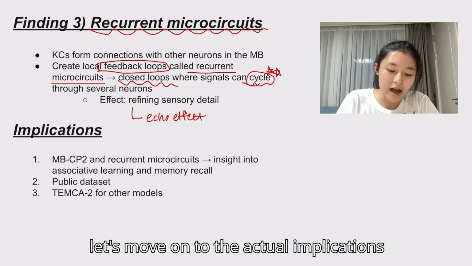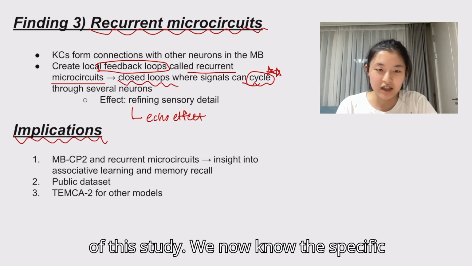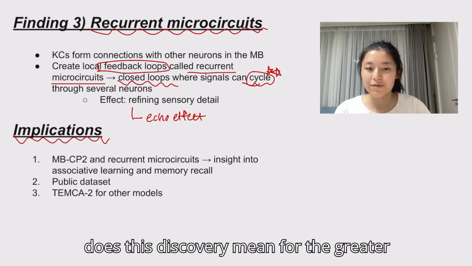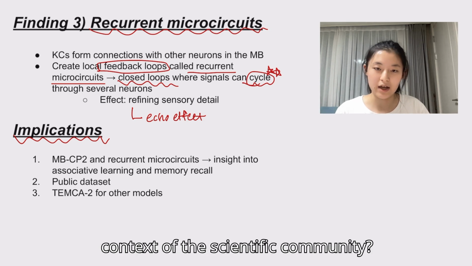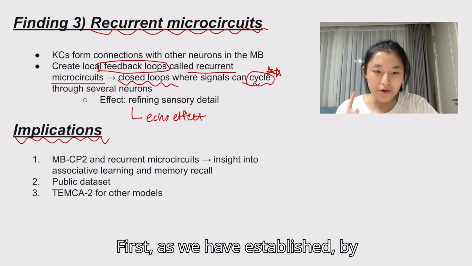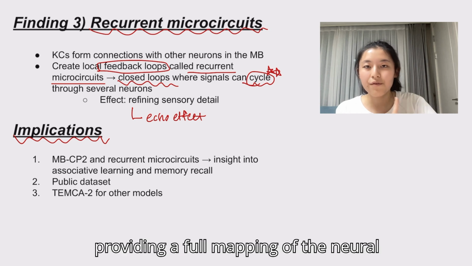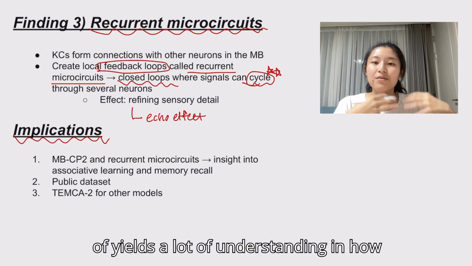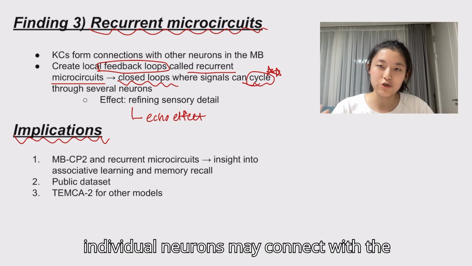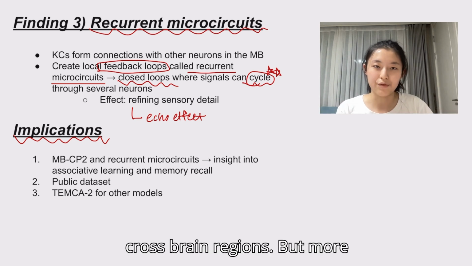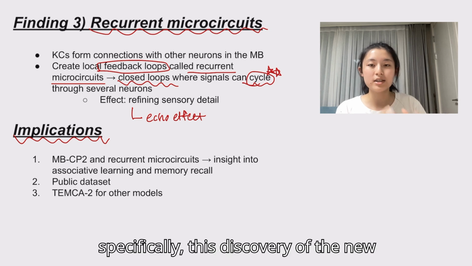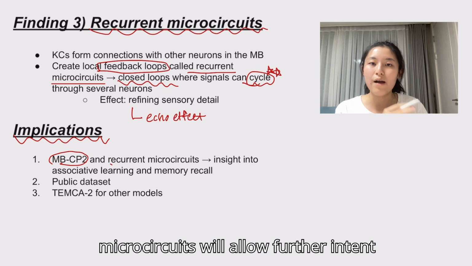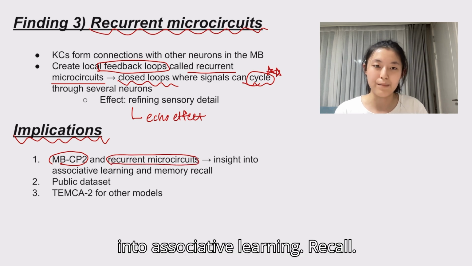Okay, now let's move on to the actual implications of this study. We now know the specific findings of this discovery, so what does this discovery mean for the greater context of the scientific community? First, as we have established, by providing a full mapping of the neural circuits at a whole brain level, it yields a lot of understanding of how individual neurons connect across brain regions. But more specifically, this discovery of the new cell type MBCP2 and the recurrent microcircuits will allow further research into associative learning and memory recall.